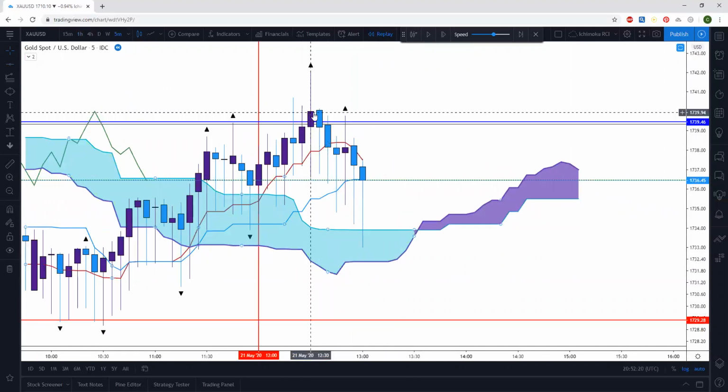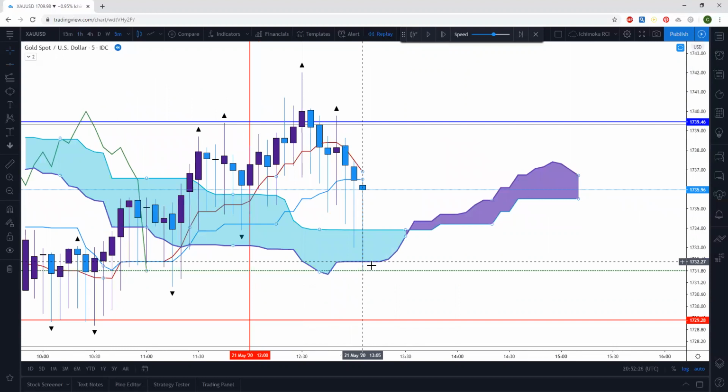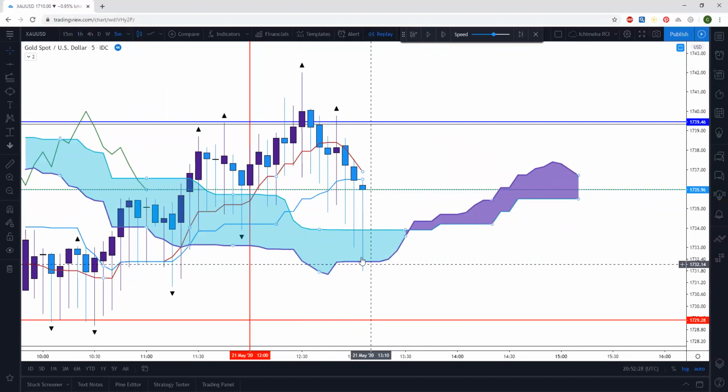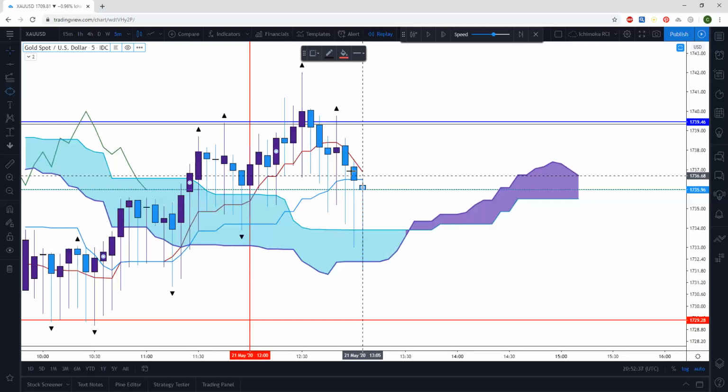So this is Kijun. Go ahead and play it. Y'all see how it plays games like that? Would have got a lot of people right there. That's why you gotta wait for candles to close. But look here.